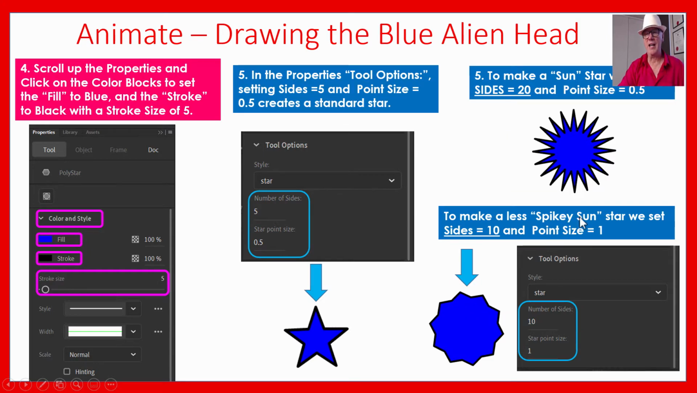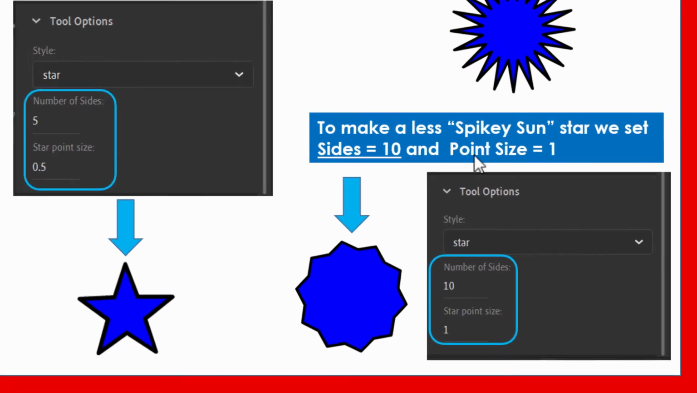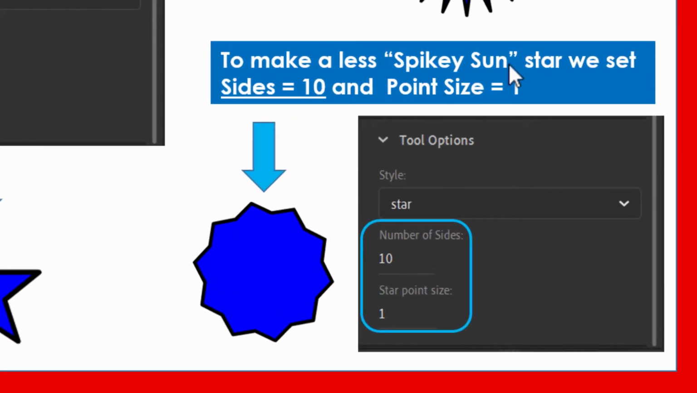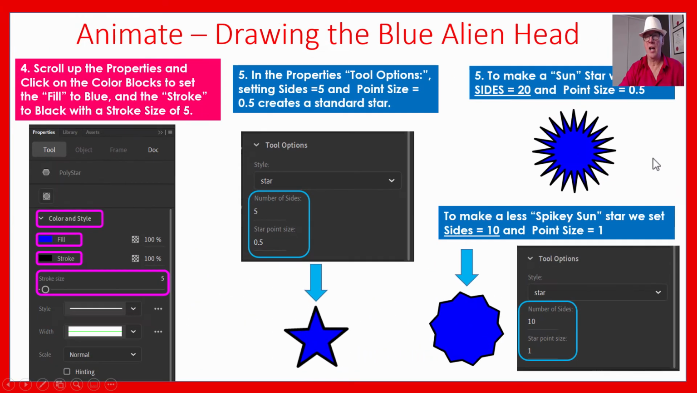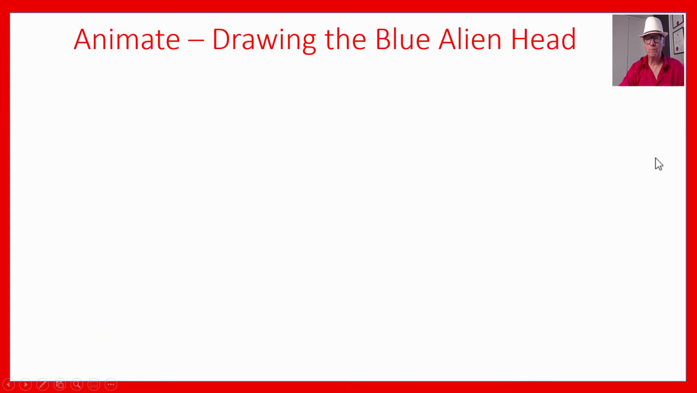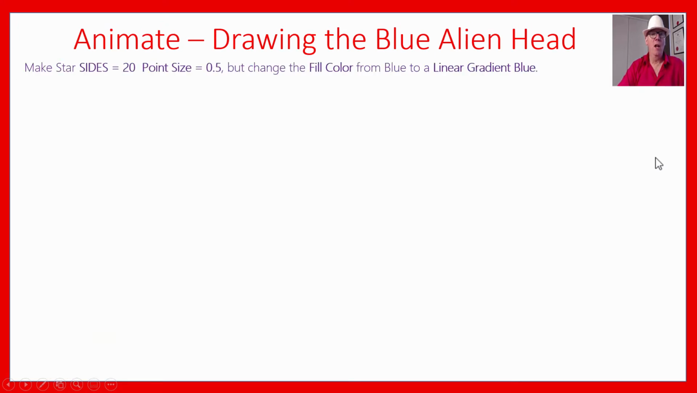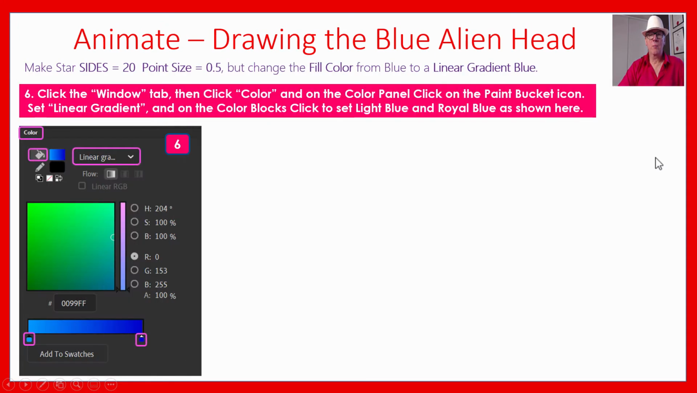If you want a less spiky sun star, you can set the sides to 10 and increase the point size. If you put the point size equal to 1, well then you'll kind of get this guy here, which is kind of a nice looking alien head as well. All right. So number of sides 20, point size 0.5.